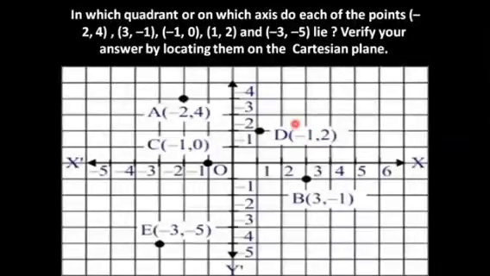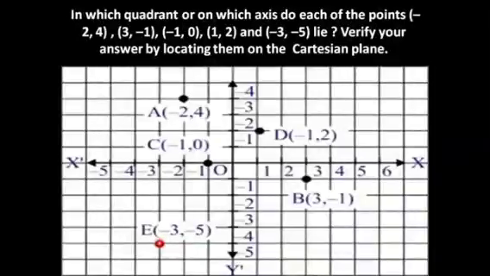Now the last number is -3, -5. So -3 on the x-axis and -5 on the y-axis. So this is where the point would lie. This is how your graph should also look like.